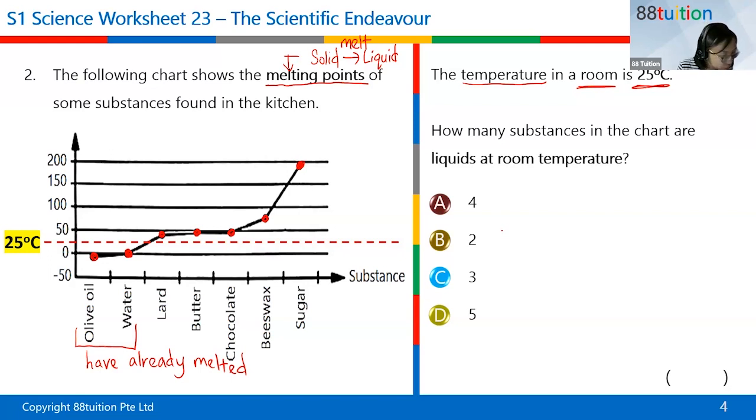So for question 2, the answer is B, and it is referring to olive oil and water. Because for these two, their melting point is a lower temperature than 25. Their melting point is a smaller number than 25. Right, is everybody clear? Any questions so far? Okay, if not, then we move on.